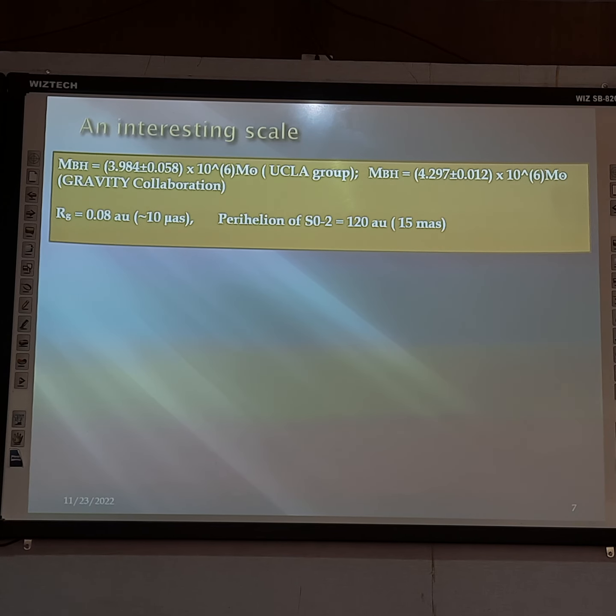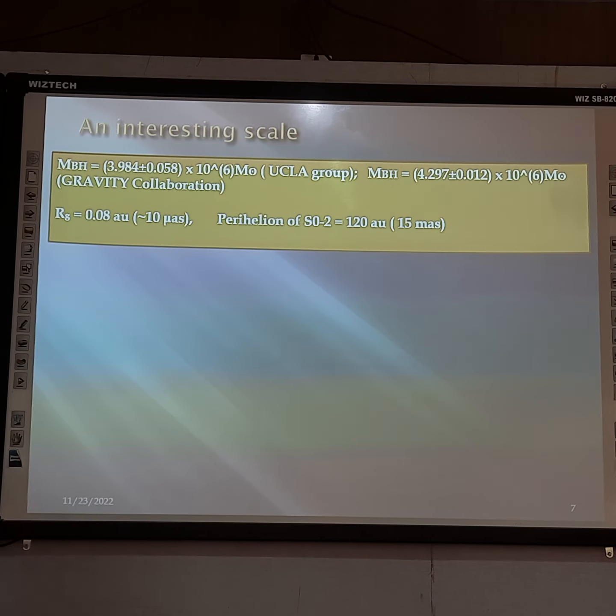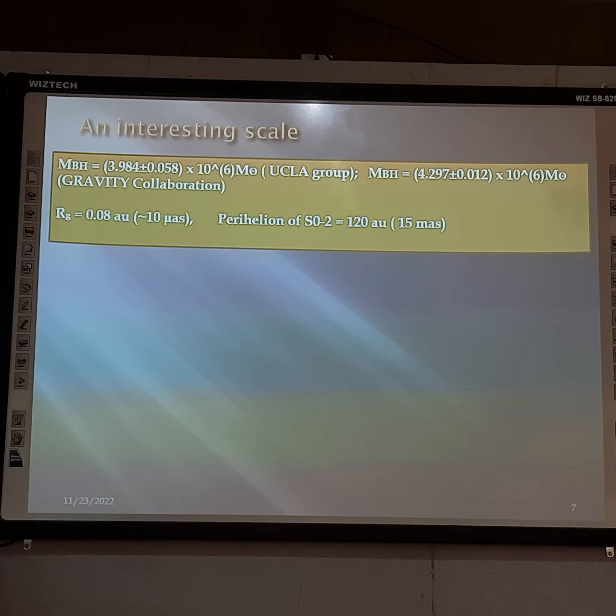What is the importance of this scale? The mass of the black hole has been precisely measured by the UCLA group, Andrea Ghez's group, and also the GRAVITY collaboration led by Reinhard Genzel. They won the Nobel Prize. This is a very special scale. Why? Because, of course, the gravitational radius is, okay, fine, 10 microarcseconds. Perihelion of S2, 120 AU. 120 AU is something like going beyond the orbit of the Kuiper belt. Himadri might know better. So that is the perihelion size of S2's orbit, but that has given us valuable information about how gravity works.